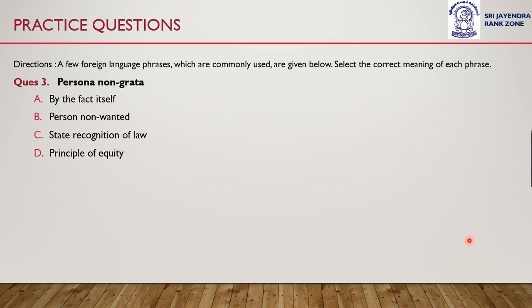Let's move on to question number 3. What is the meaning of persona non grata? Persona non grata. Option A, by the fact itself. Option B, person not wanted. Option C, state recognition of law. And option D, principle of equity. Which one is correct?